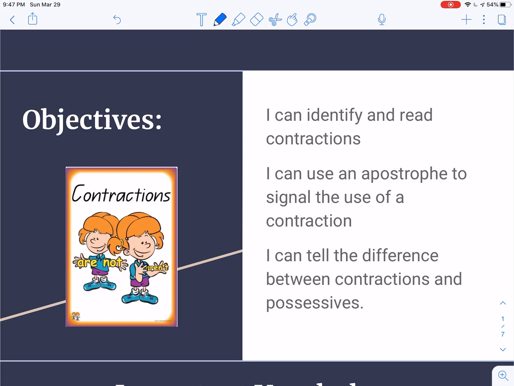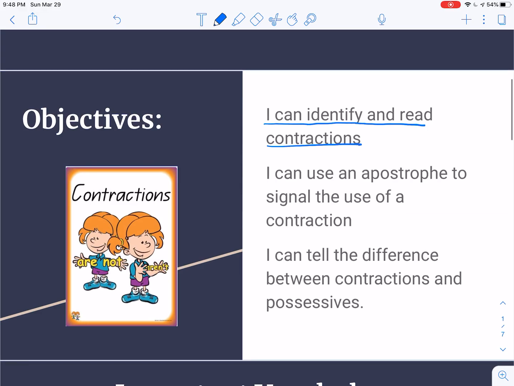Here are our objectives. The first objective says, I can identify and read contractions. Read that with me. I can identify and read contractions. The next objective says I can use an apostrophe to signal the use of a contraction. Read that with me. I can use an apostrophe to signal the use of a contraction.